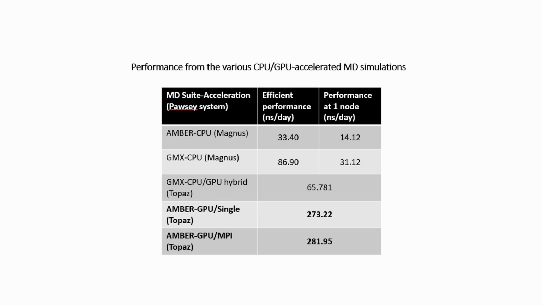It was demonstrated that using a single GPU on a single node with the simulation engine from AMBER is over 3 times faster than running the CPU version of GROMACS at its most efficient at 4 nodes, and that the GROMACS CPU-GPU hybrid acceleration is twice as fast at 1 node compared to just CPU acceleration.